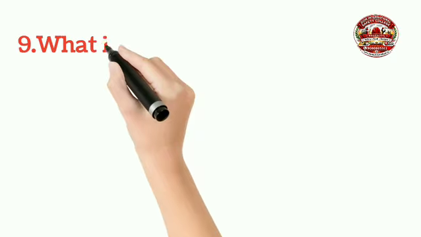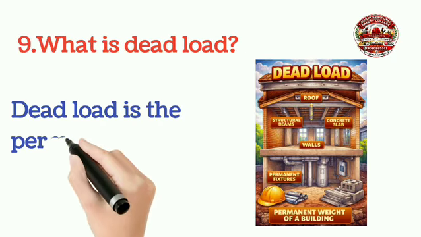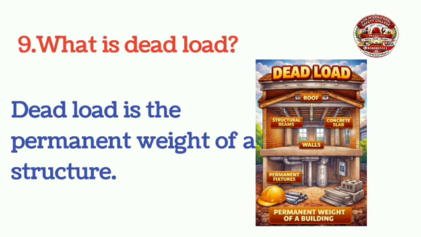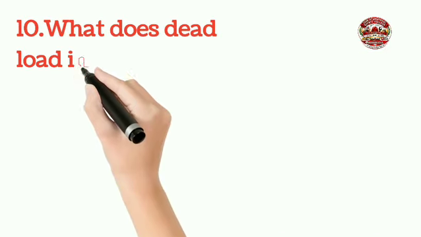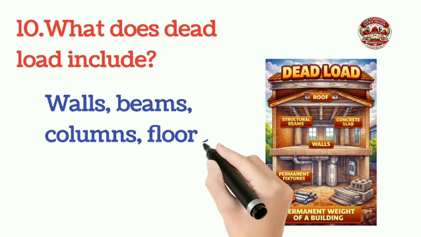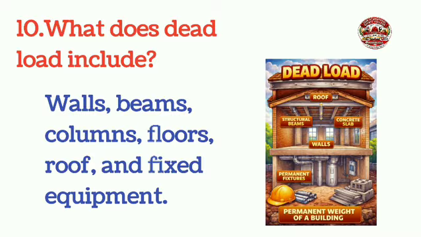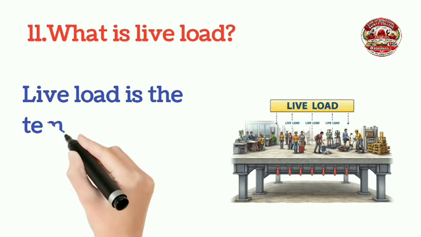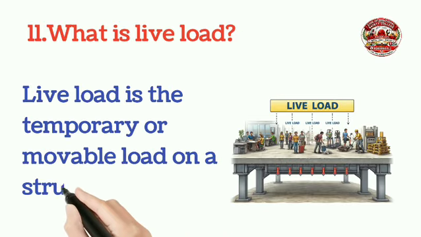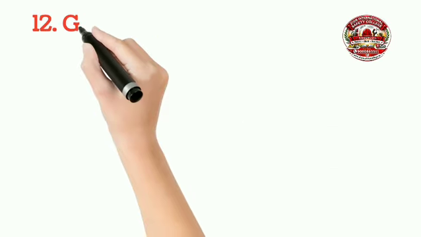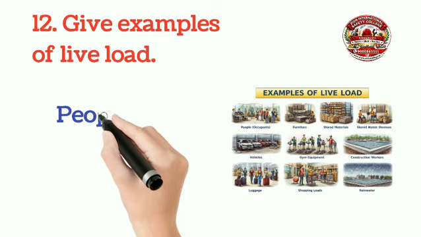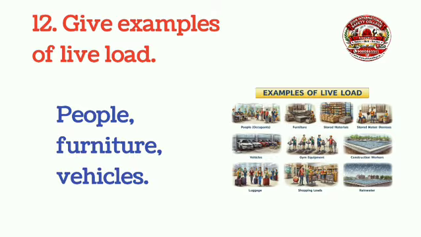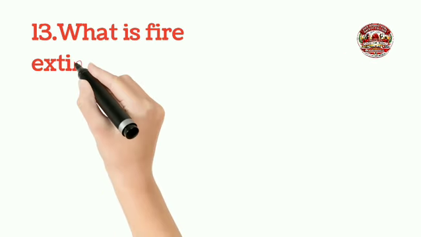What is dead load? Dead load is the permanent weight of a structure. What does dead load include? Walls, beams, columns, floors, roof, and fixed equipment. What is live load? Live load is the temporary or movable load on a structure. Give examples of live load. People, furniture, vehicles.